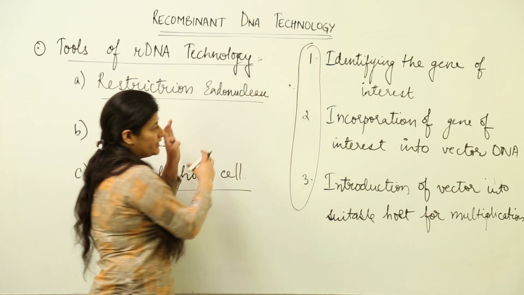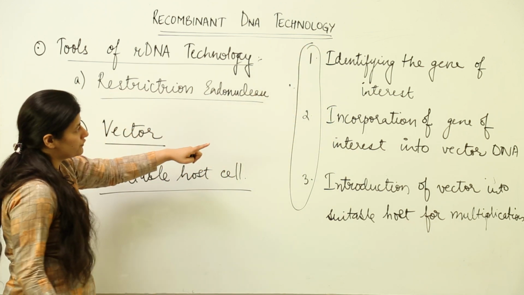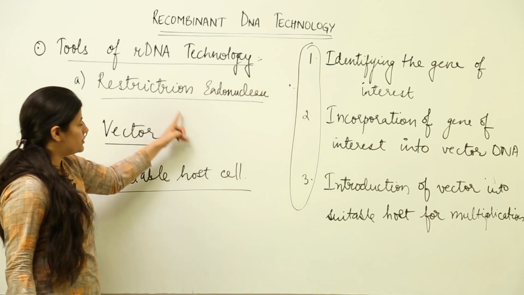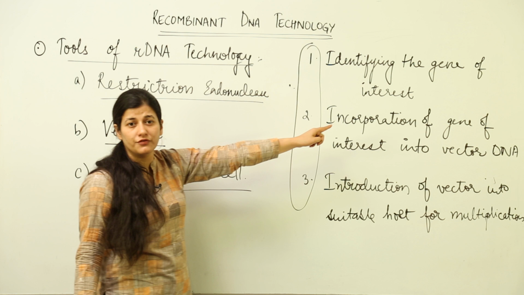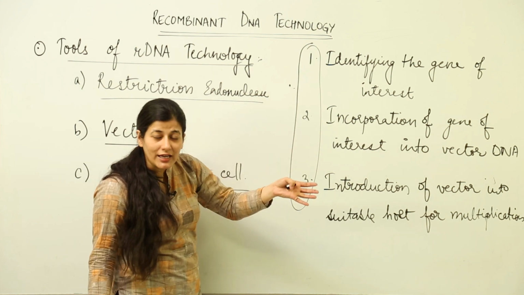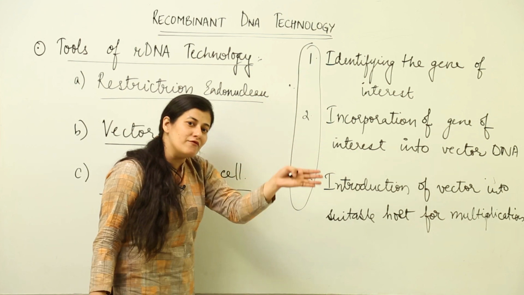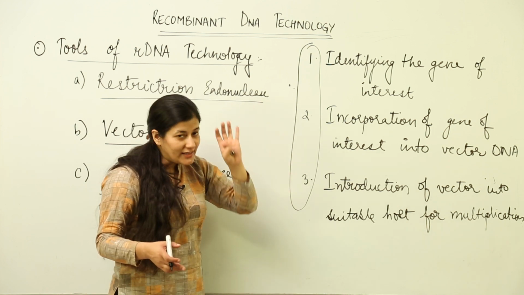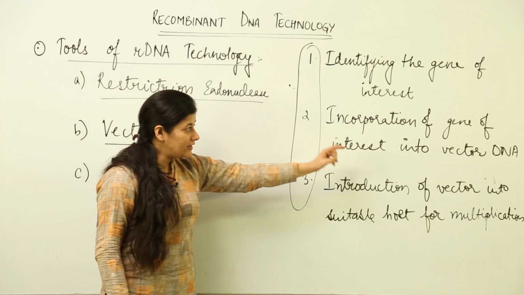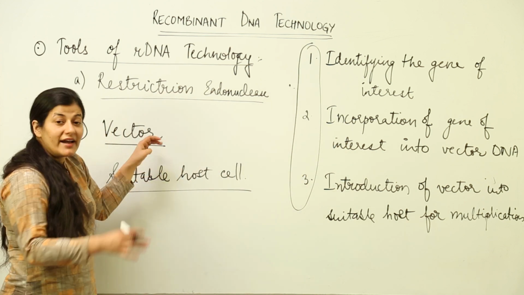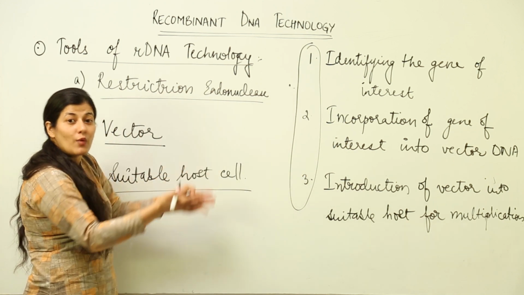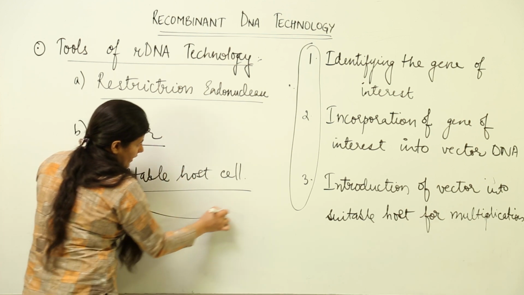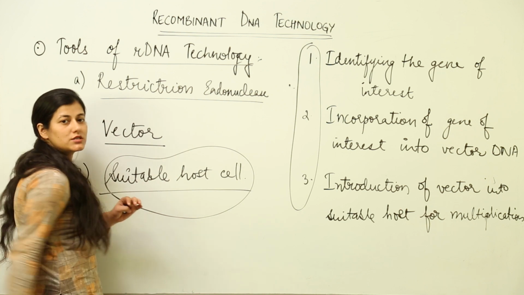Now, these tools are integral to these 3 steps because first of all you have to cut the gene of interest, that would be cut by restriction endonuclease. Then you have to put that gene of interest into such a DNA which has the ability to go somewhere and produce its copies in that given environment. Such DNA that is used is nothing but vector, and such DNA has to go in an environment where it can produce its copies. That environment would be provided by a suitable host cell.